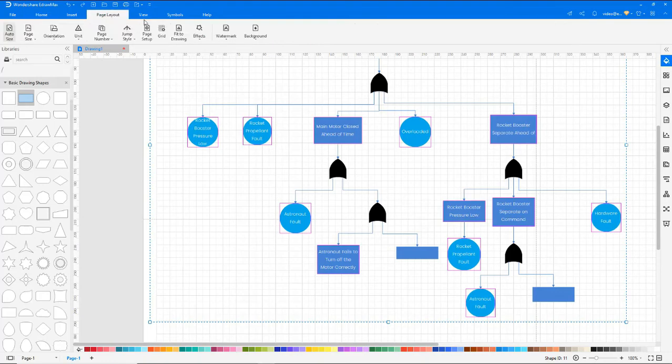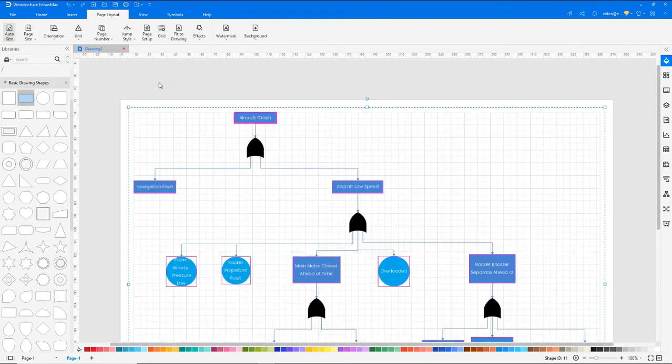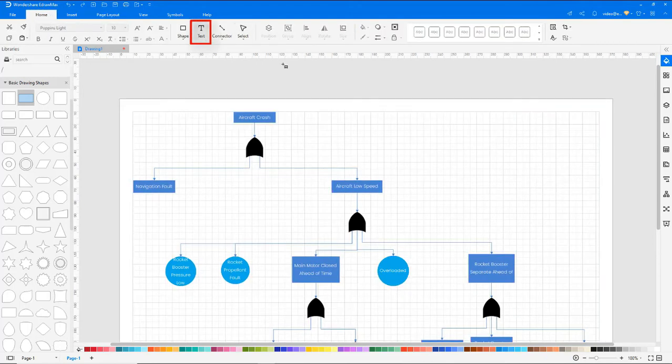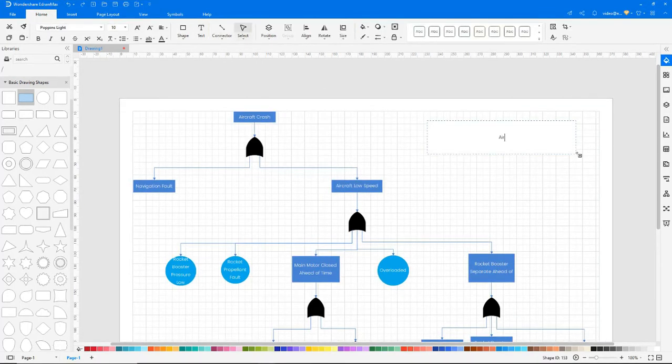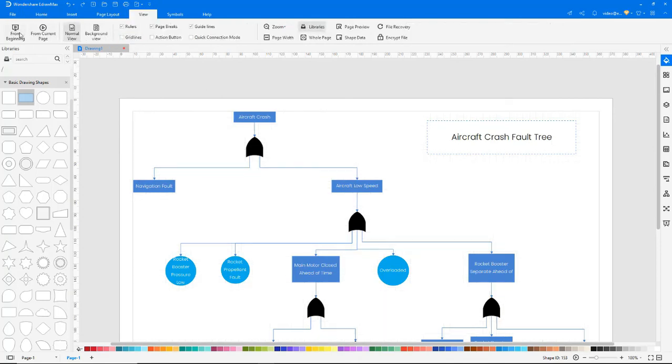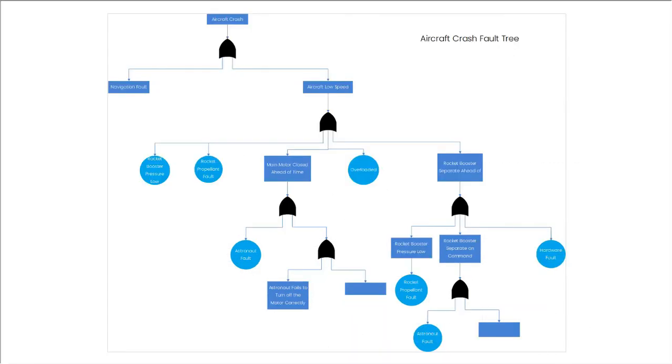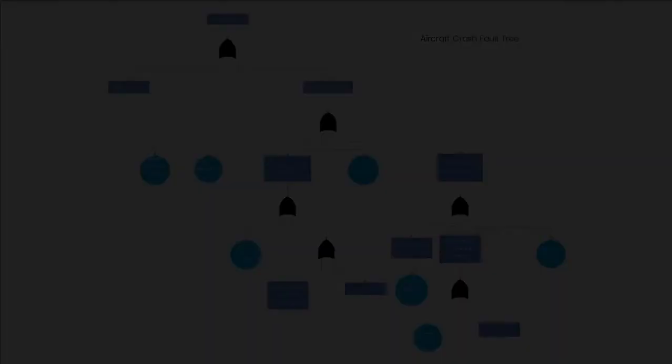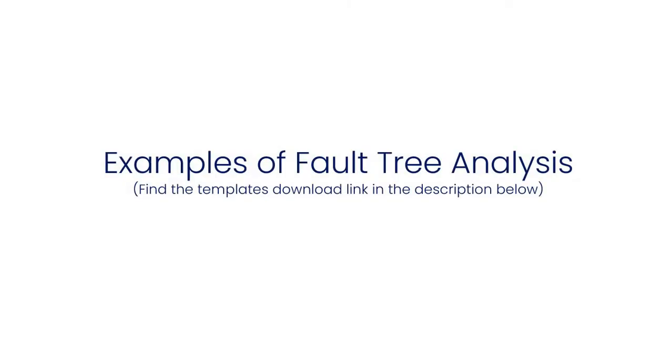Select Fit to Drawing under the Page Layout tab. To add text, select the Text option under the Home tab. Uncheck Grid Lines under the View tab and click on the From Beginning icon to preview the diagram in a single frame. Now let's see a few examples of fault tree analyses that are available in EdrawMax.